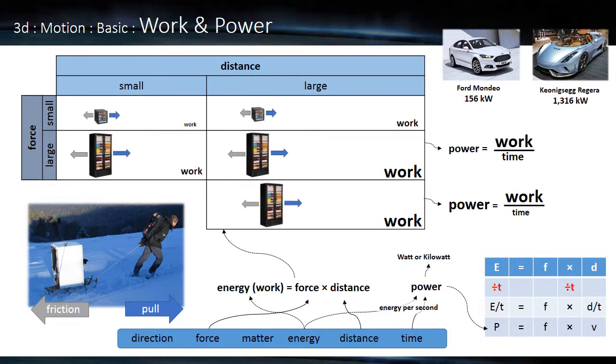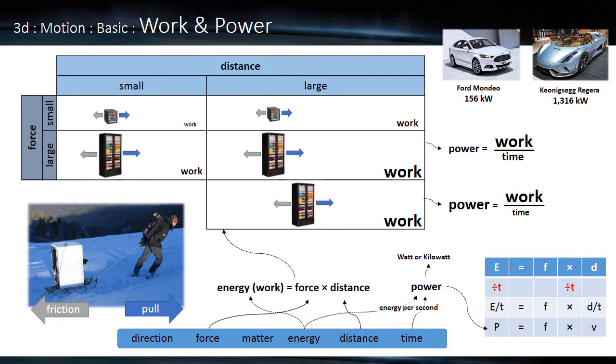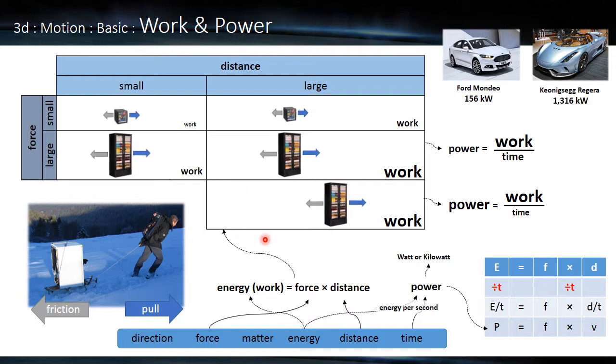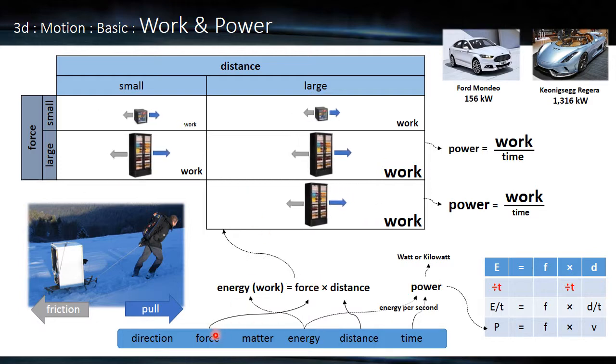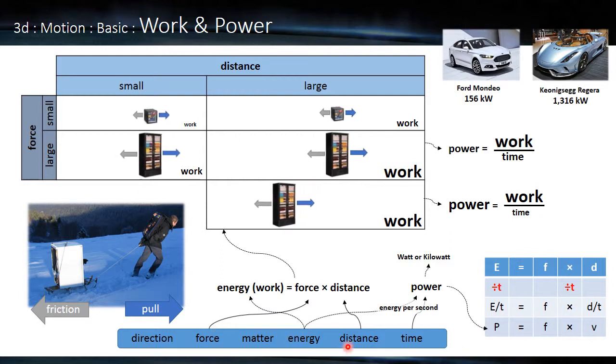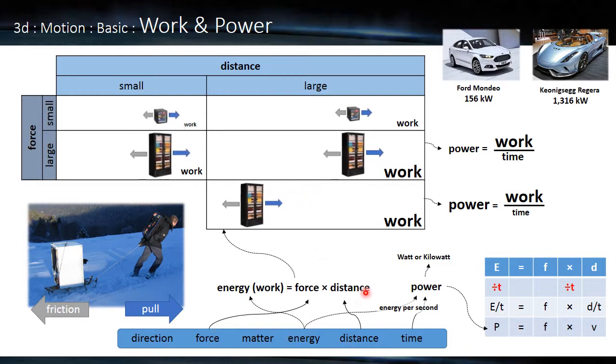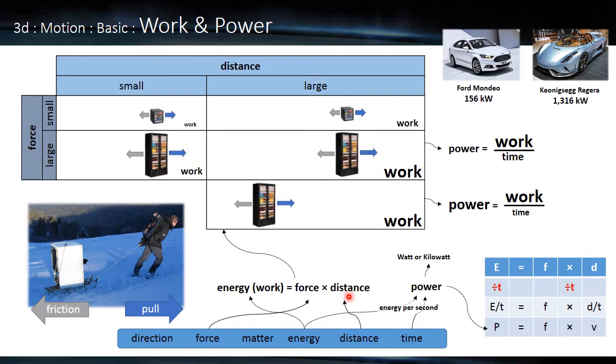This is Unit 3D. It deals with work, energy and power. Now if we start at the bottom here with our 6 key ideas, we see that 3 of them, force, energy and distance, are related by this simple equation. Energy is force times distance.